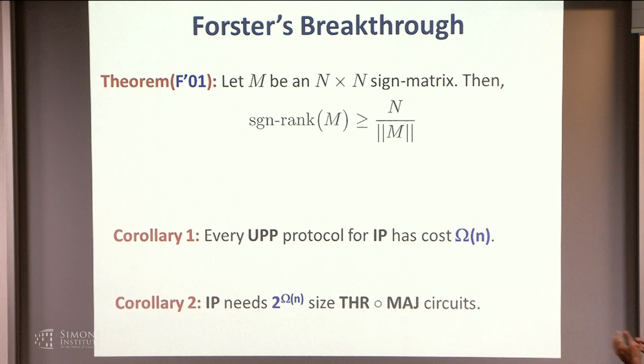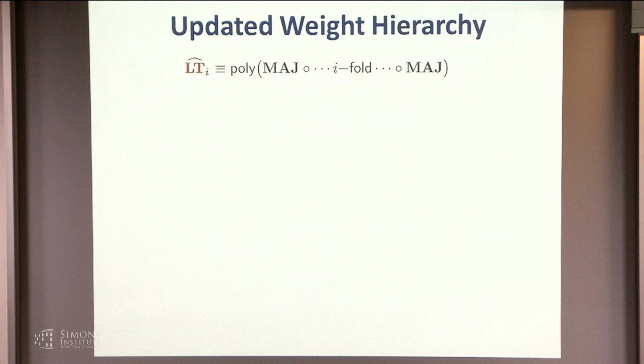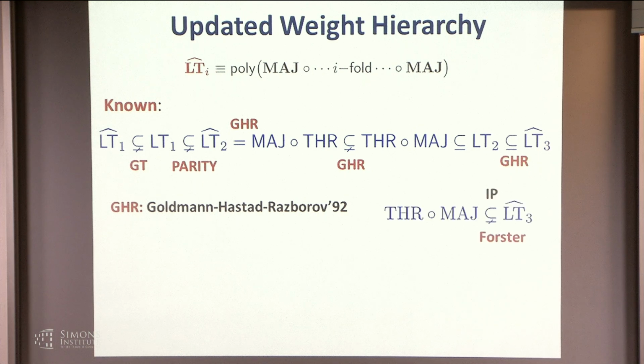Because even if you allow it to err just barely better than half, you have no choice but to basically communicate n bits. And this shows that, by the connection that I showed before, that IP needs 2 to the omega n size threshold of majority circuits. Okay, so let's look at our updated weight hierarchy. So here we are. Threshold of majority is now strictly contained in LT3, because inner product, if you think about it, it's a simple observation that you can do it in depth 3.